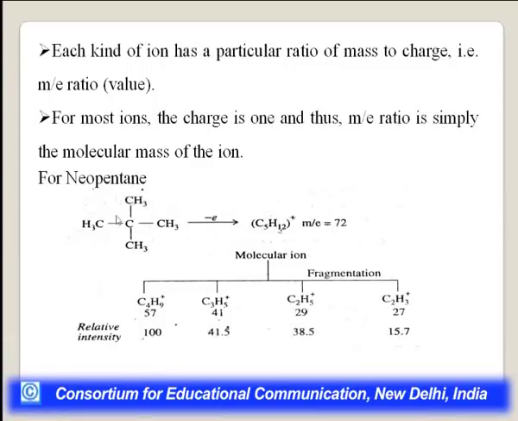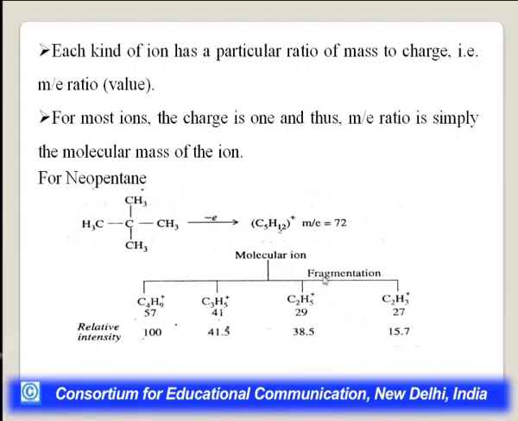This is the structural formula of neopentane. When it is bombarded with electrons, it will convert to a molecular ion. You can see it is C5H12. And when we calculate the molecular weight, it is 72. 12 multiplied by 5 plus 1 multiplied by 12, and when we add this, it is 72. So the molecular ion has a value of M 72.